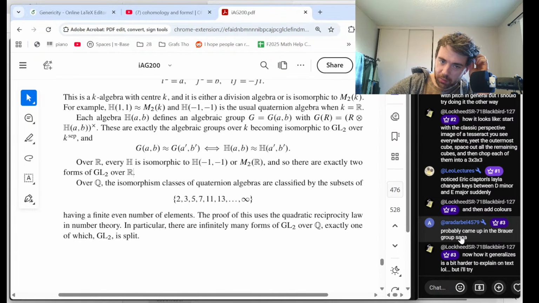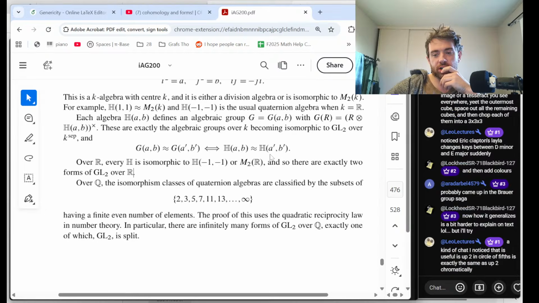Yes, it did come up in the Brouwer Group saga, I think. Yeah, I think I got hung up on this problem, and then I ended the class field theory thing, and then the very next live stream was trying to solve a linear algebra problem live.